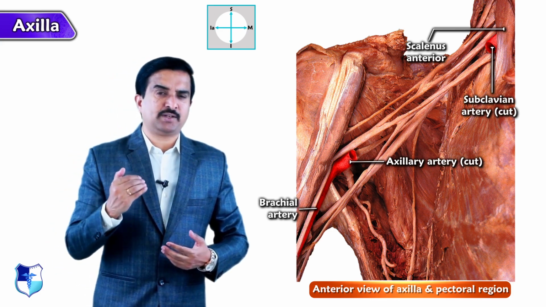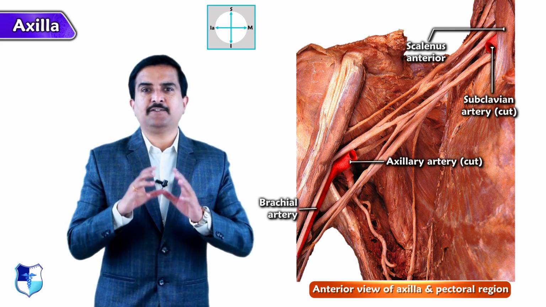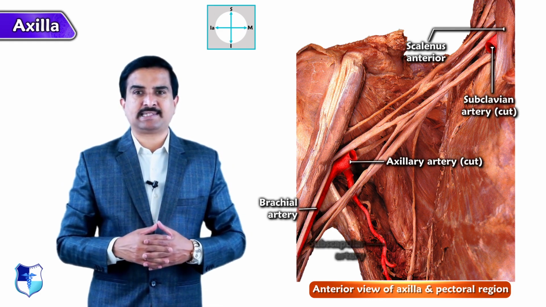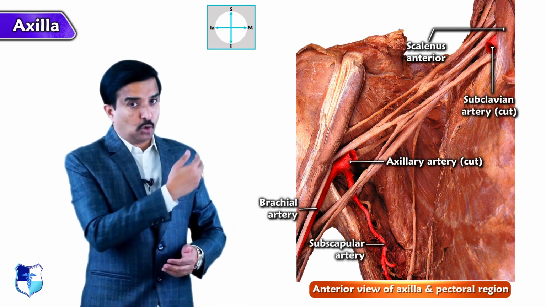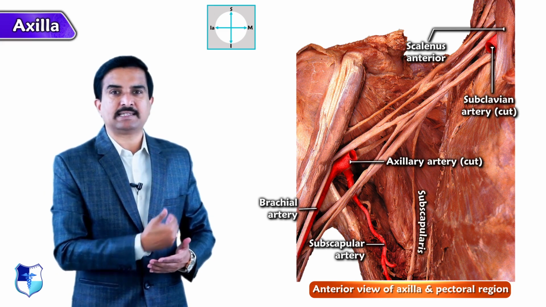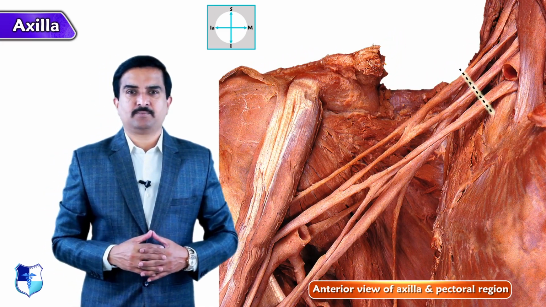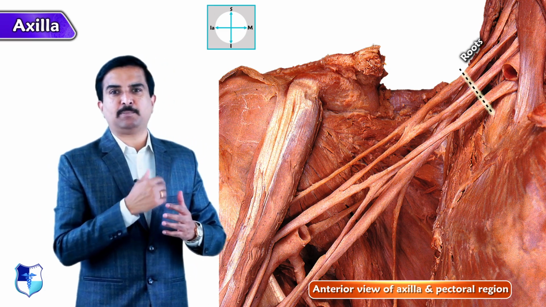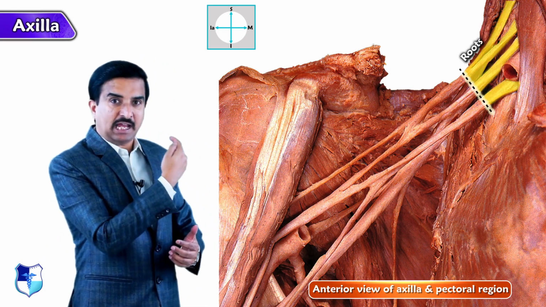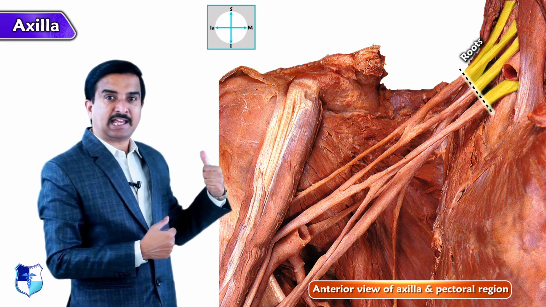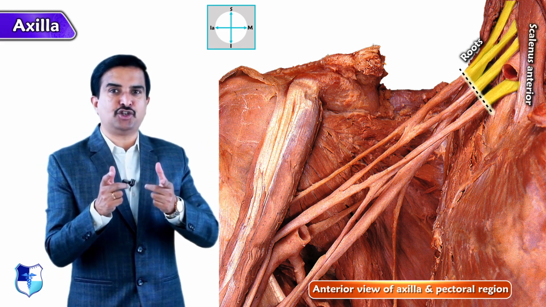Before entering the arm, it gives off a branch called the subscapular artery, which overlies the muscle called the subscapularis. So starting with the roots, we can see the roots of the brachial plexus, which are emerging out from the lateral aspect of the scalenus anterior muscle.